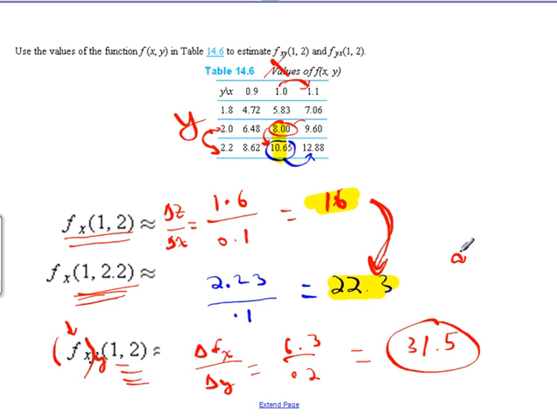Which says that as y changes around this point, so at 1 comma 2, a change in y results in my partial derivative with respect to x increasing. Or to be more clear, at the point 1, 2, an increase of 1 in the y direction would result in an increase of 31.5 in my partial derivative with respect to x.